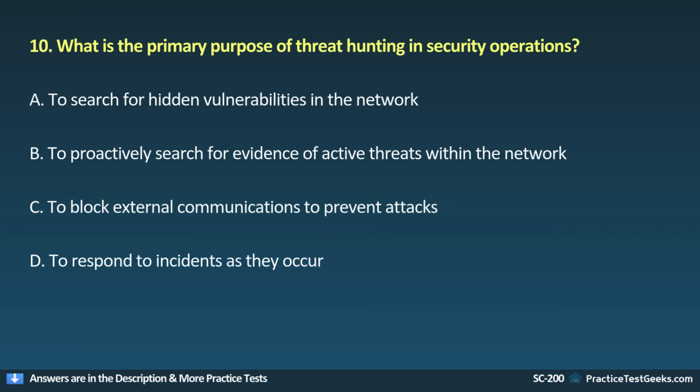10. What is the primary purpose of threat hunting in security operations? A. To search for hidden vulnerabilities in the network. B. To proactively search for evidence of active threats within the network. C. To block external communications to prevent attacks. D. To respond to incidents as they occur.